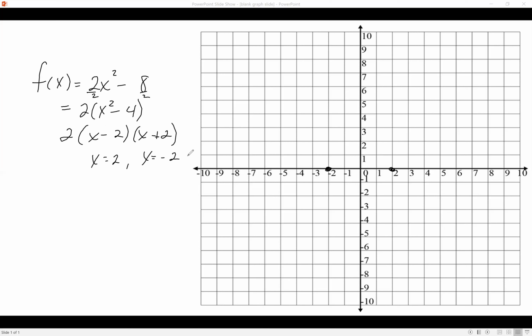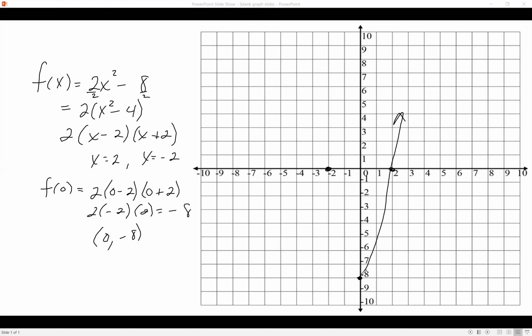So what's the halfway point between 2 and negative 2? Well, that's right, 0. So if I plug 0 in, 2 times 2 times 2 with one negative sign gives me negative 8. So my vertex is at 0, negative 8. Okay, and I already have my 2 points up here, so I'm going to draw them right through there and right through there. And now I have my graph.